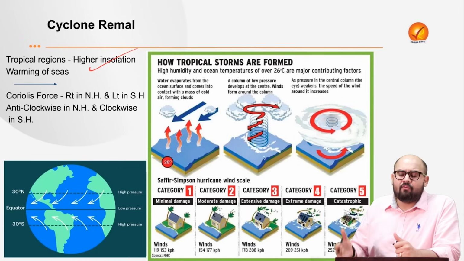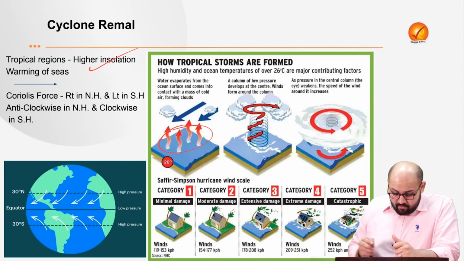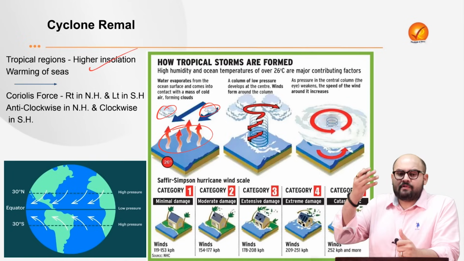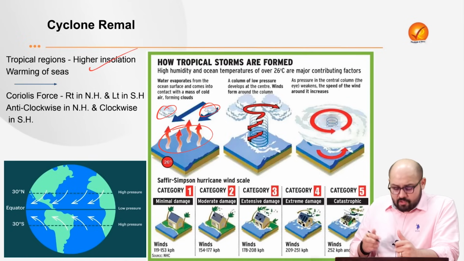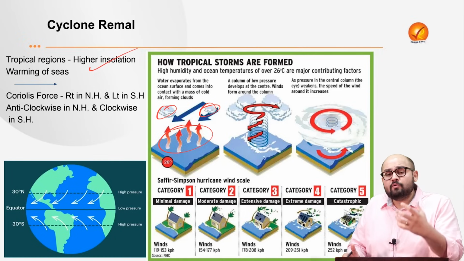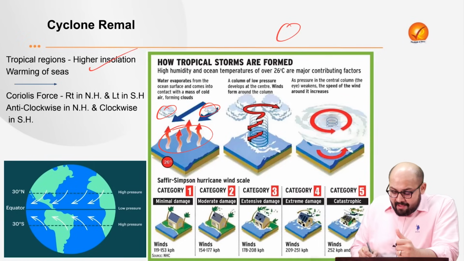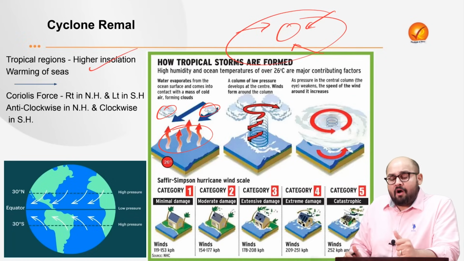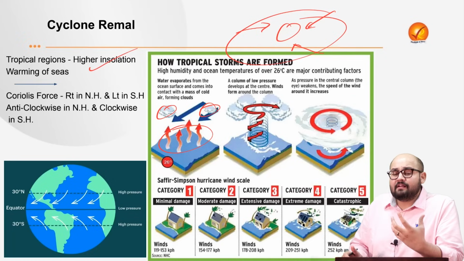Once the waters get warmed up, it leads to the evaporation of water, right? Once the water evaporates, it then leads to condensation and the forming of clouds, right? Now just imagine that if you have water which is evaporating, that would lead to the creation of a low pressure system, or a depression, right? And in order to compensate that depression, you will have winds from all the directions coming and compensating.